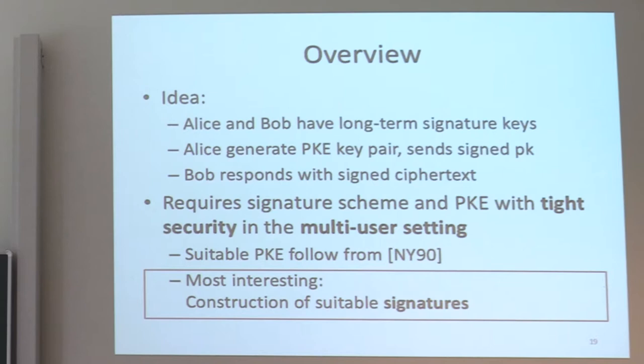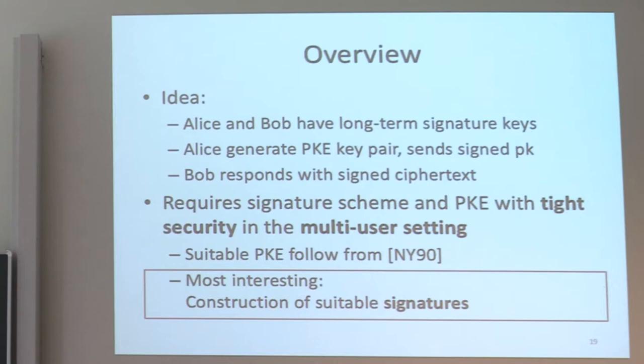But it turned out to be quite useful in the sense that it reduces the relatively complex task of constructing an AKE protocol in these complex models with reveals and corruptions and so on, to the much simpler task of constructing secure signature schemes and secure public key encryption schemes. Okay? So this makes sense. The construction of public key encryption scheme is relatively easy. So basically the Naor-Yung construction of CCA secure encryption from CPA secure encryption from the 90s works immediately here.